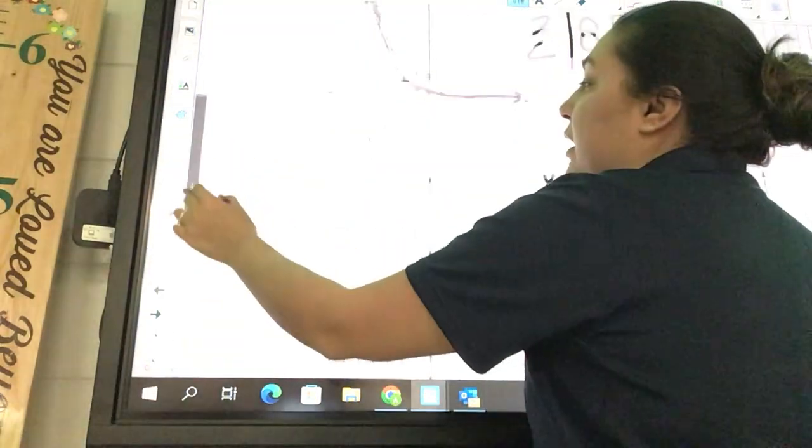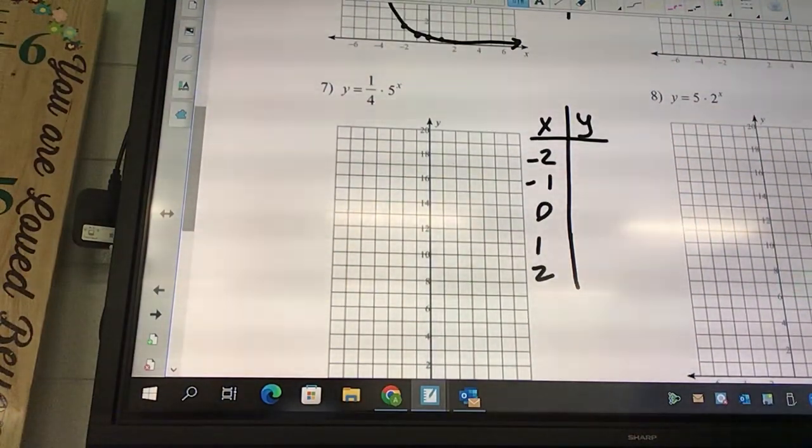Okay, look at 7. Is this going to be growth or decay? Growth. What number are we looking at? The 5. So it's going to be growth.